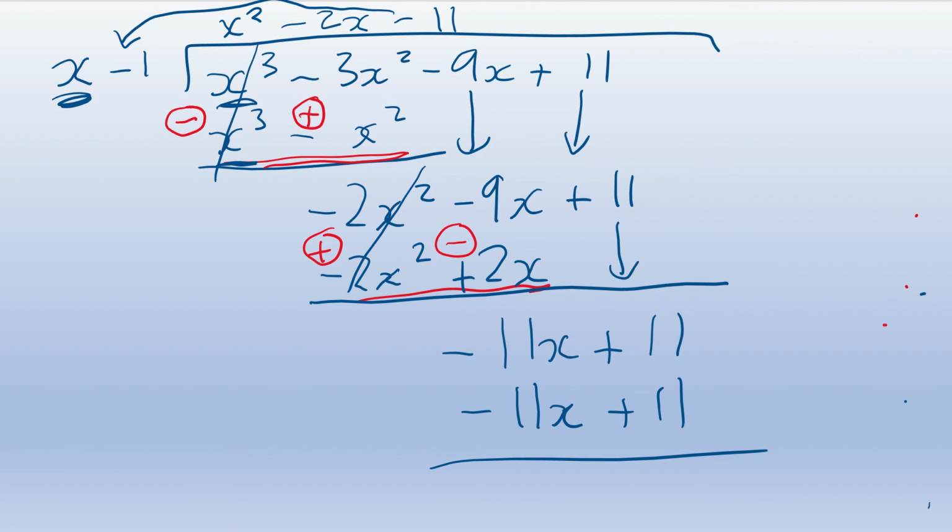If I take my bottom line away from my top line, that's going to end up being a plus, that's going to end up being a negative. Minus 11x plus 11x will give me 0. Plus 11 minus 11 will give me 0.